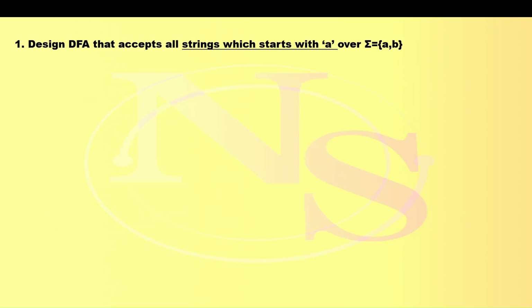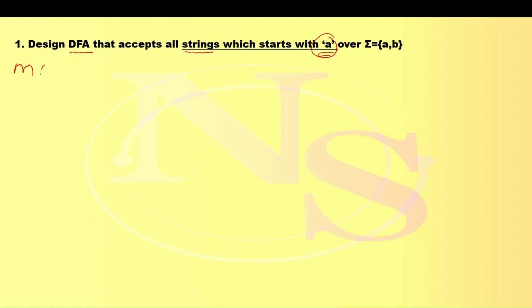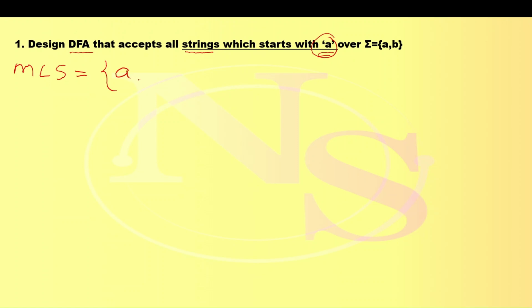In this session we will learn how to design a DFA that accepts all strings which start with A over sigma {A, B}. So first identify the condition. The condition says that all the strings should start with the symbol A. Based on the condition, write down the minimum length string. Which one is the minimum length string starting with A? It's A itself. Then what are the other strings?